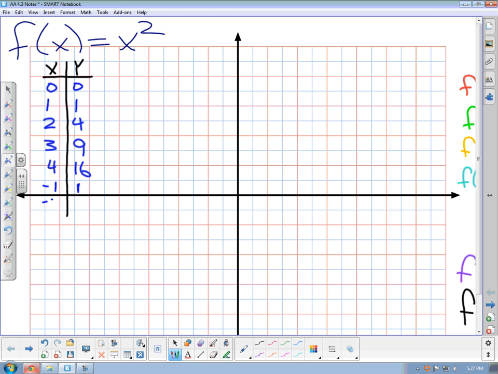So now, if you substitute a -2 in, a -2 squared is 4. A -3 squared is 9, and a -4 squared is 16. So if we plot these points, we have (0, 0), (1, 1), (2, 4), (3, 9), (4, 16), (-1, 1), (-2, 4), (-3, 9), (-4, 16), and so on and so forth. And we get this fine looking thing that is called a parabola.